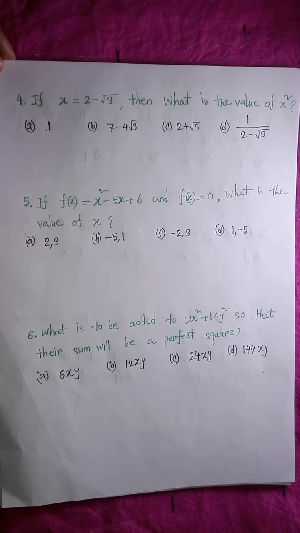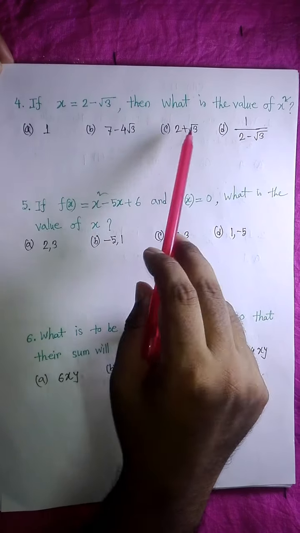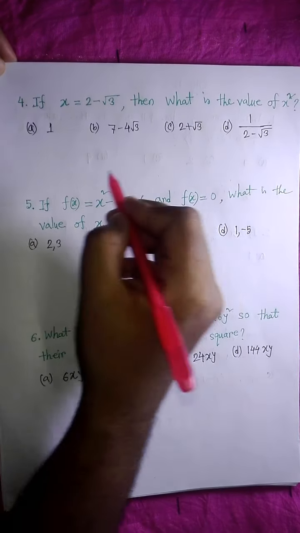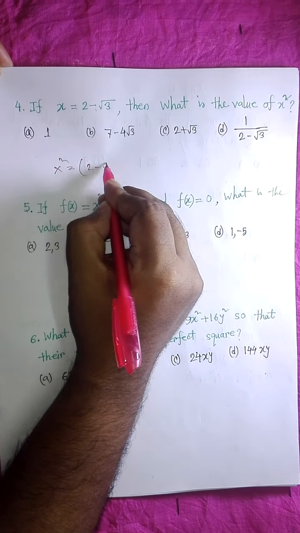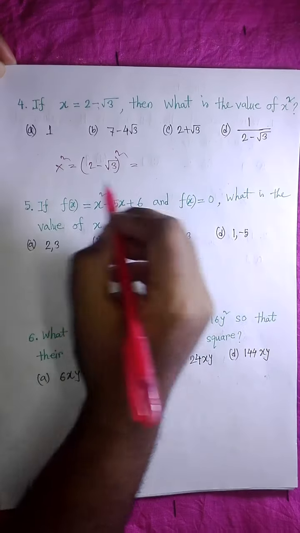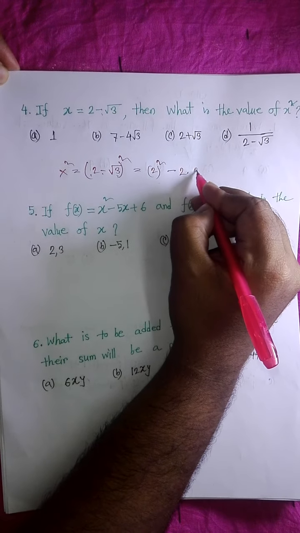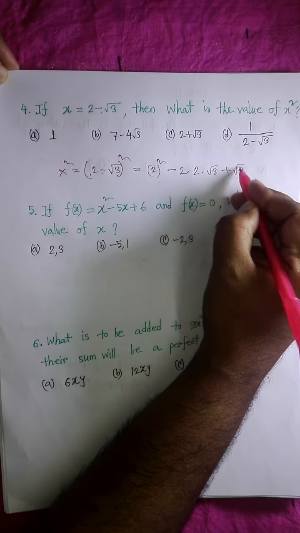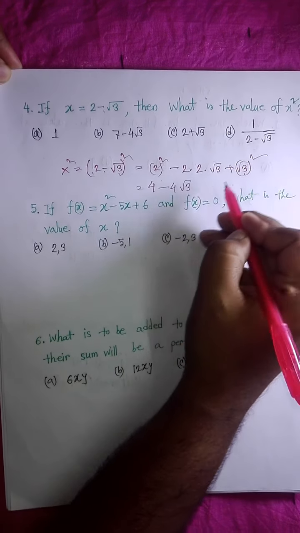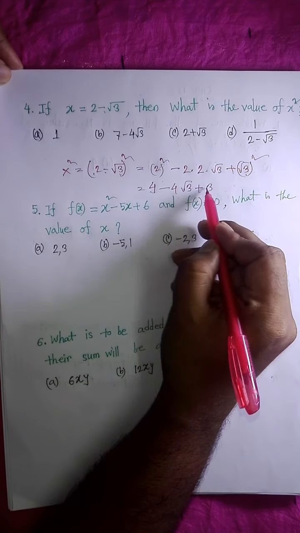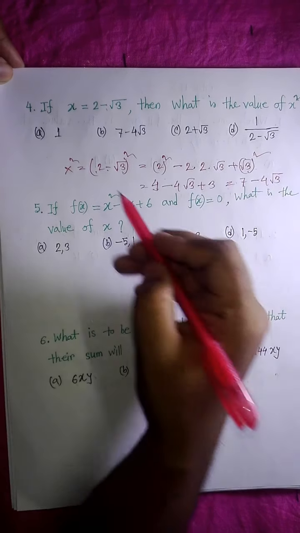Now question number 4: if x equals 2 minus root 3, then what is the value of x square? So we find x square. By squaring this we get (2 minus square root 3) whole square. Now the (a minus b) whole square formula: a square minus 2ab plus b square. By squaring this we get 4 minus 4 root 3 plus 3, so the answer is 7 minus 4 square root 3, so our answer is B.